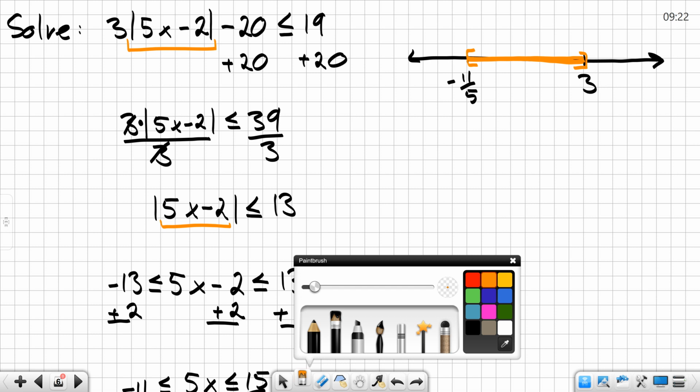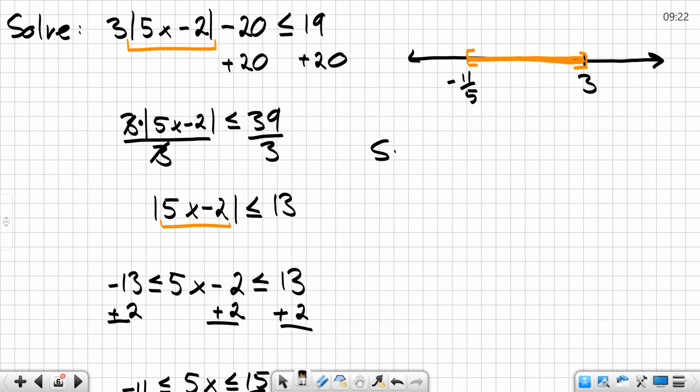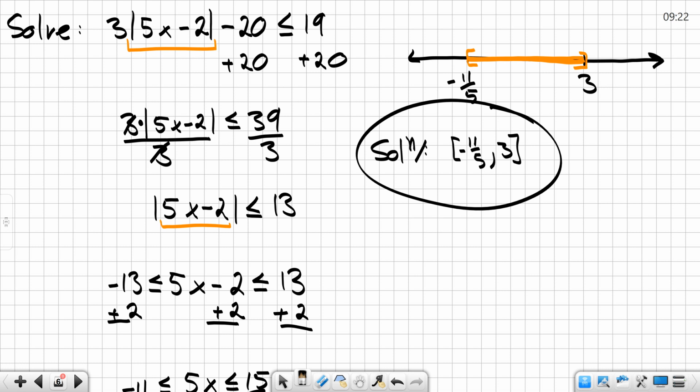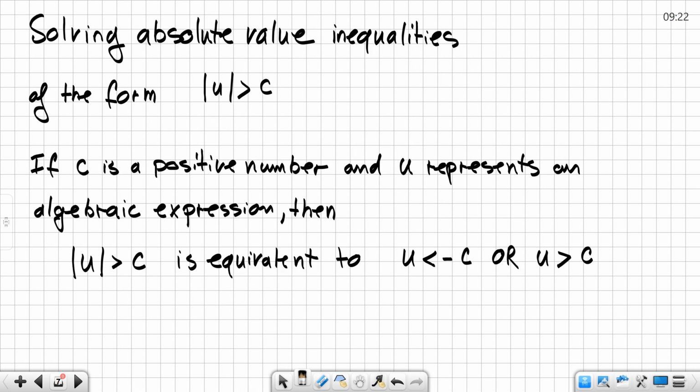So I am writing my solution, as always, in interval notation, and I will get, remember, brackets in this case, from negative 11 over 5 all the way up to positive 3. Okay. So, the next inequality. Well, there is only one left.